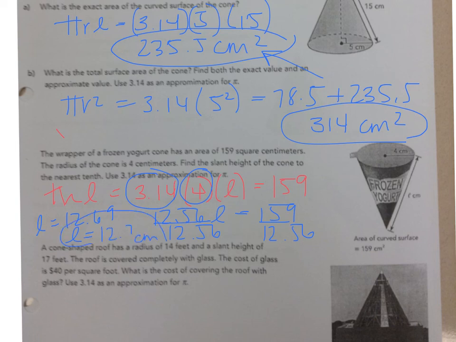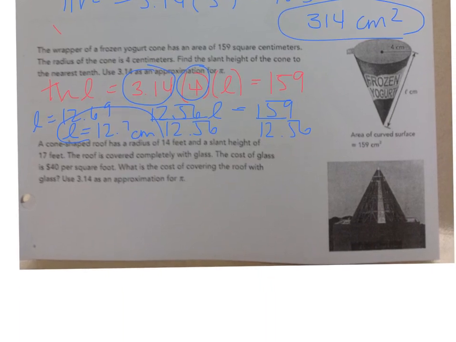Okay, I'm going to read this last one to you, and then I'm going to have you try it on your own. A cone-shaped roof has a radius of 14 feet and a slant height of 17 feet. The roof is covered completely with glass. Okay, so you're going to have to use the formula pi r l again. And then once you figure out the area, you're going to need to multiply that by 40 to get how much it's going to have to pay you. There's no base on this. This is not covered in glass, so that's why you're only doing this part, not the circle. Okay, so pi r l. You're going to try it, and then we'll go over it together.